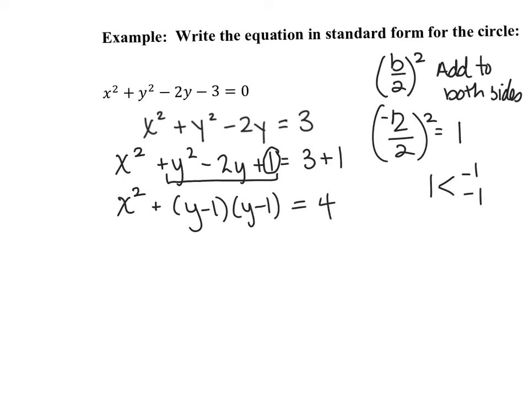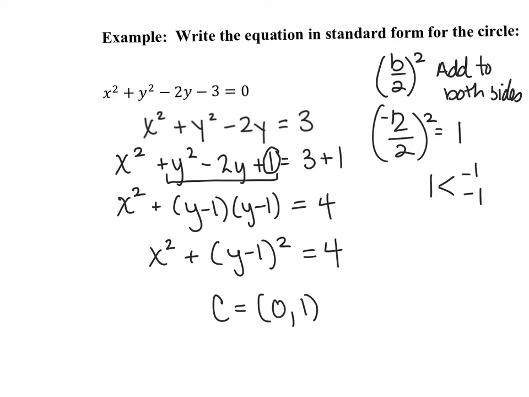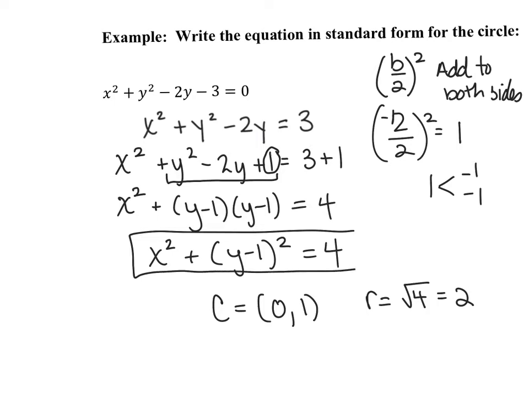And a simpler way to write y minus 1 times y minus 1 is y minus 1 quantity squared. And now it's in the equation of a circle. So your center is going to be 0, positive 1. Your radius will be the square root of 4, which is 2. So this is the standard form of that circle.